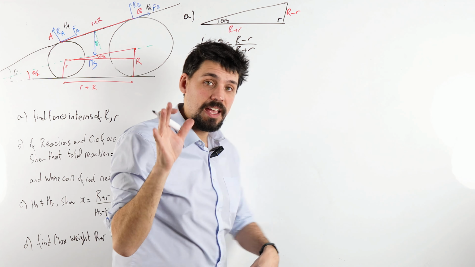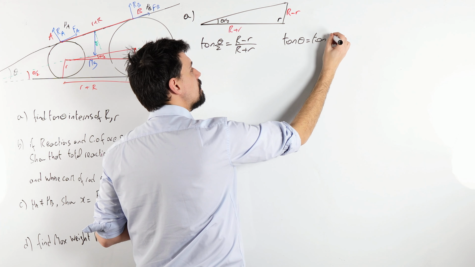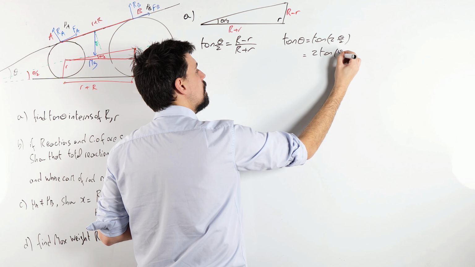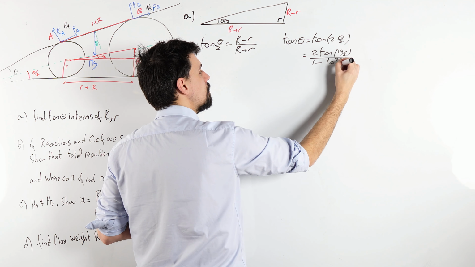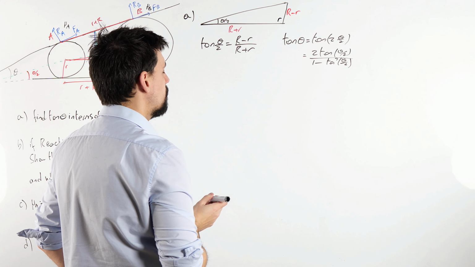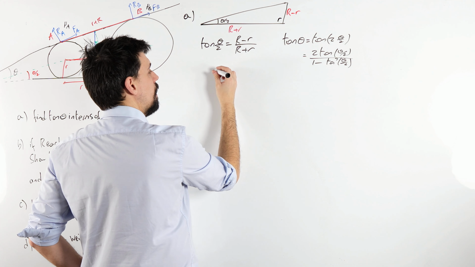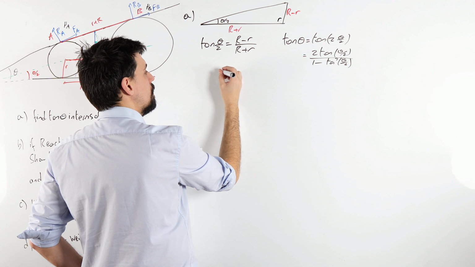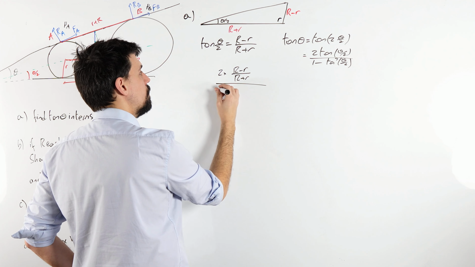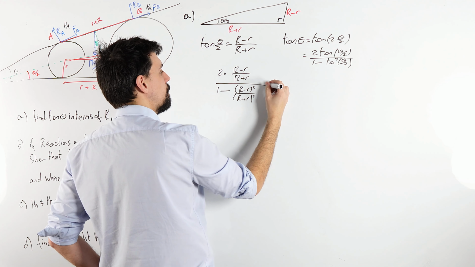Now we want an expression for tan theta, but because we are well smart, we know that tan theta is tan of 2 times theta over 2, which is 2 tan theta over 2 over 1 minus tan squared theta over 2. So what does that do for me? So we end up with 2 times (R minus r over R plus r) over 1 minus (R minus r) squared over (R plus r) squared.